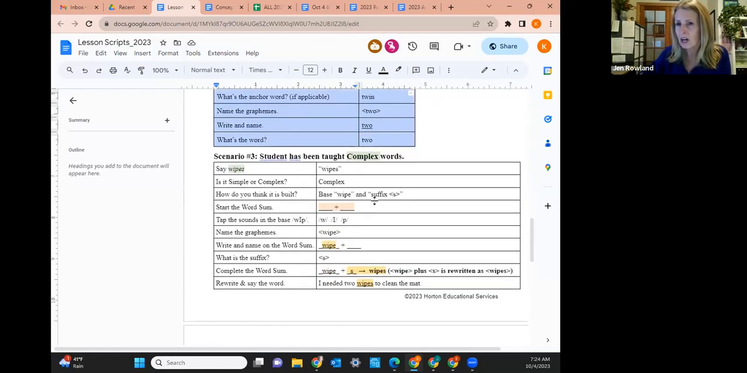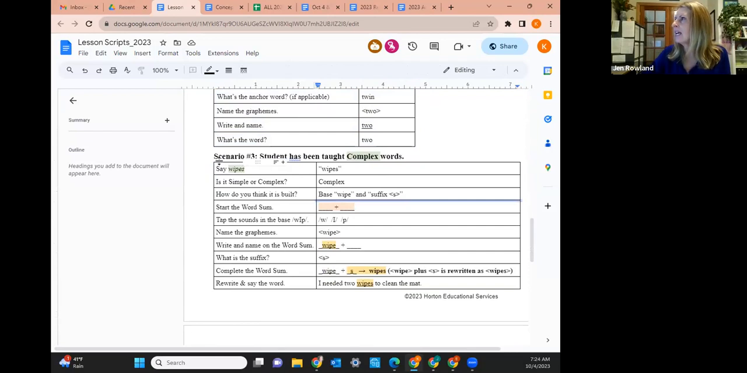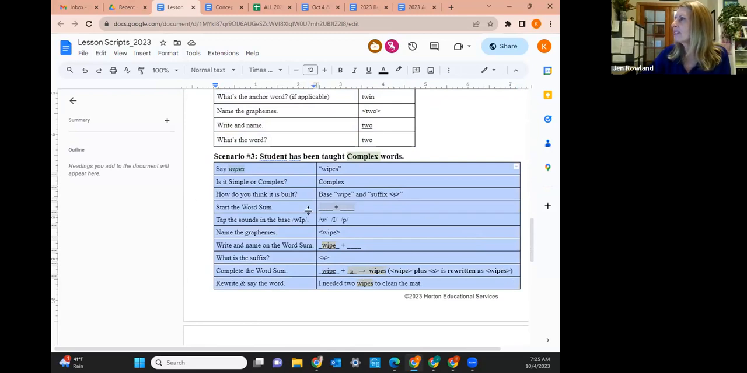Now that you have taught complex, this particular lesson, here's scenario 3. You've been taught complex words. And so see how different this looks? Because now you're using the word sum. So you're asking what the base is and what the suffix is, and you're walking through that and you're writing it down and you're building it out.